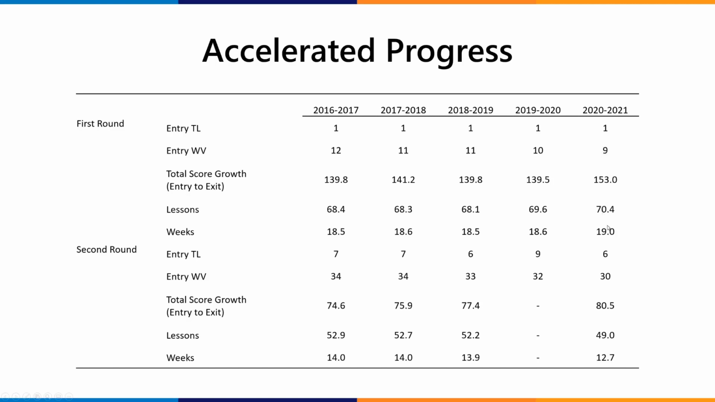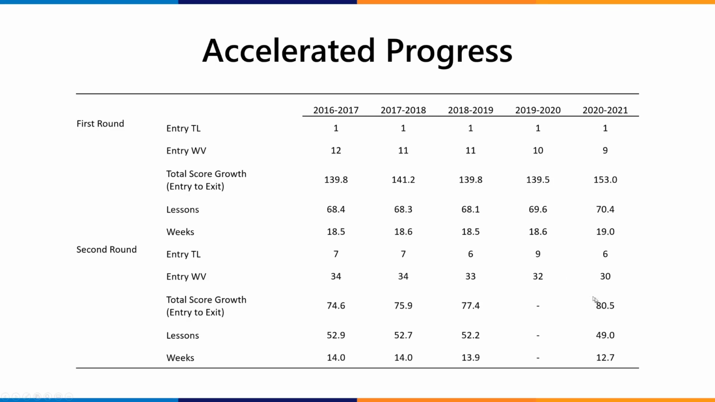What else? Accelerated progress kids really didn't get that many more lessons. It's been averaging around 68, 69. This year they got 70. And they were in Reading Recovery for about half a week longer, 19 weeks compared to about 18 and a half weeks.